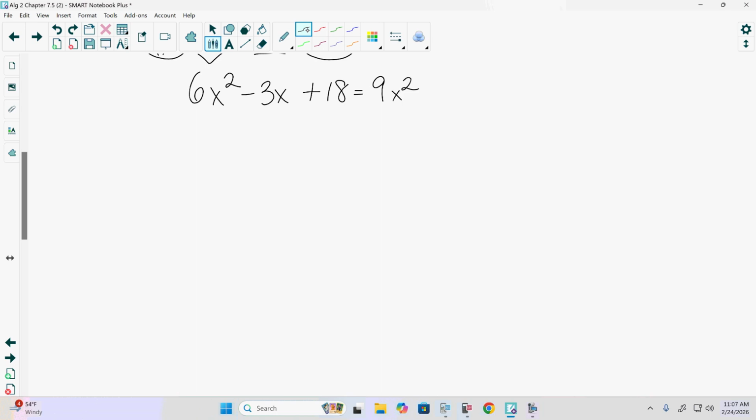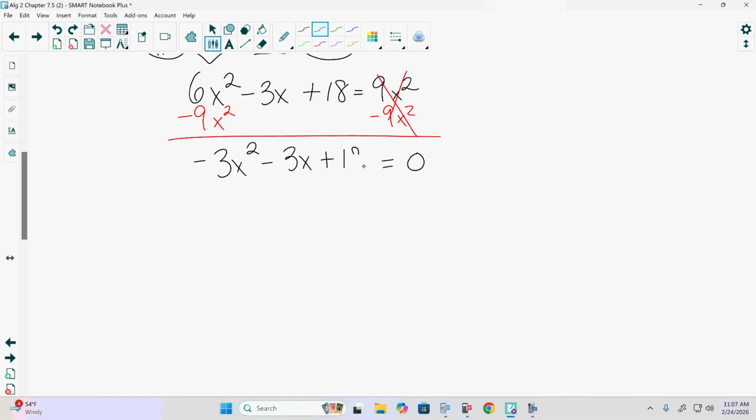Now we need to get this equation equal to 0. And again, I try to keep the x squared term positive if I can. But I wouldn't necessarily want to subtract 6x squared, add 3x, subtract 18. I don't want to move 3 things across when we can do what? Subtract 9x squared. I move one thing, I get it equal to 0. Now the downside is 6x squared minus 9x squared is negative 3x squared.